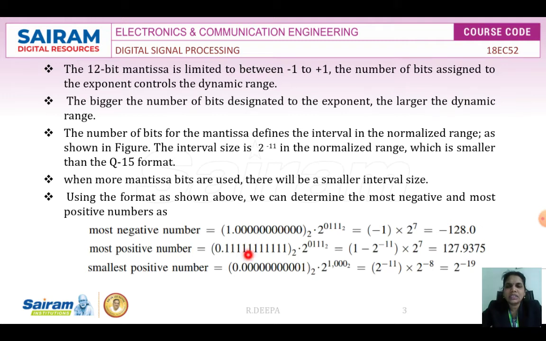To calculate the most positive number, since it is a positive number, make the MSB bit 0 and put the remaining fractional part as all 1s, multiplied with the exponent, again positive, so the MSB bit for the exponent is 0 and the maximum is 111. If you multiply 1 minus 2 power of minus 11 into 2 power of 7, the most positive number will be 127.9378, which is almost 128.